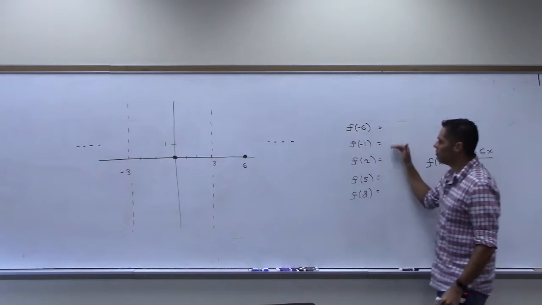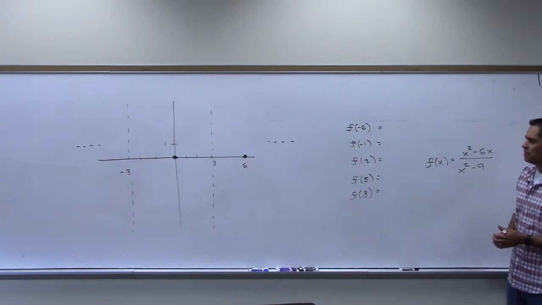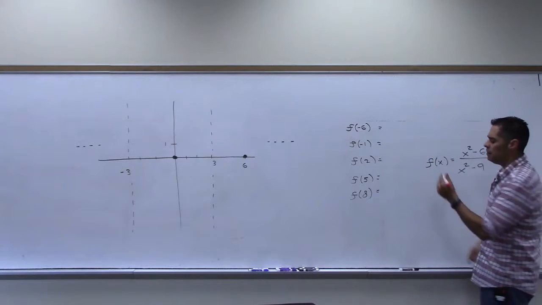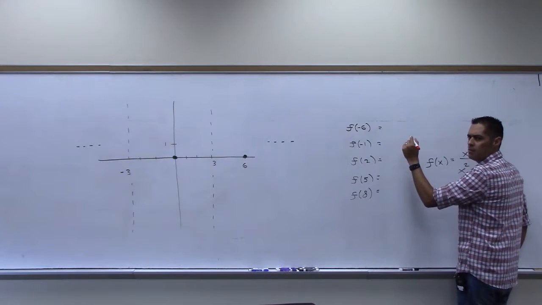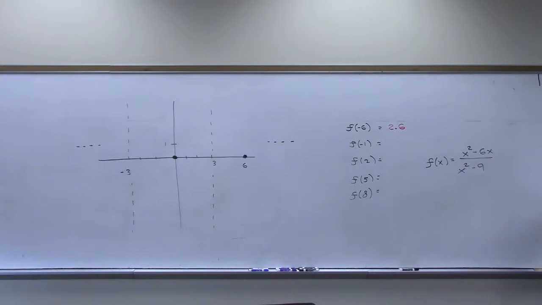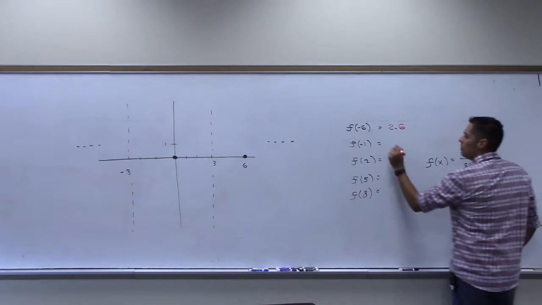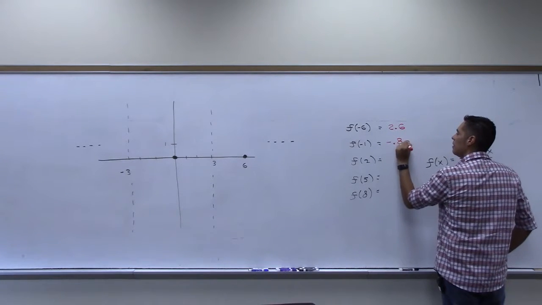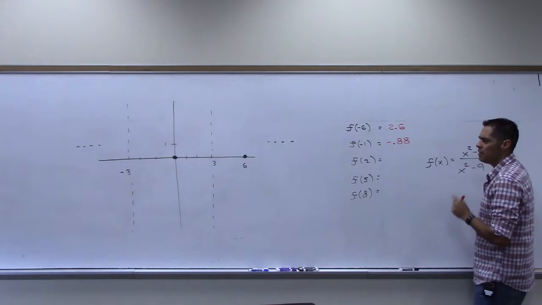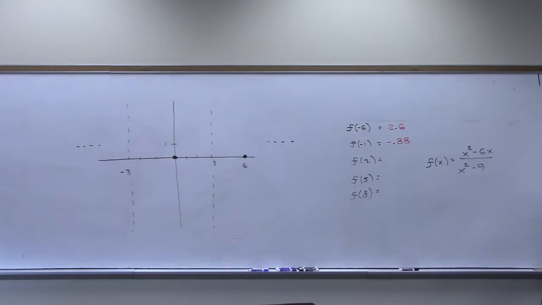So what were the values that you got? Whoever could volunteer them for me. At -6, you got 2.67. Anybody else get that? Okay, close enough. 2.6 we'll say. -1? -0.88. Anyone else get that? Okay, well let's keep going. You both got negative numbers, right? Okay, how about at 2?